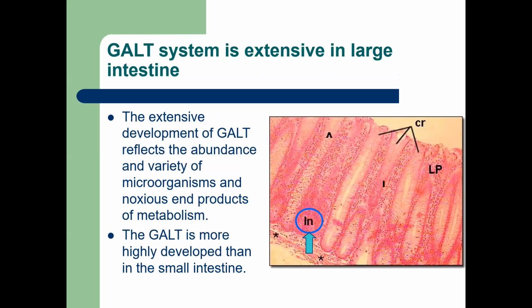There is an extensive series of lymph nodes. So LN, that's the lymph node there. This is called the gastric associated lymphoid tissue. Here's your column. You can see it almost forms a little pit. And these have, you can see right there.